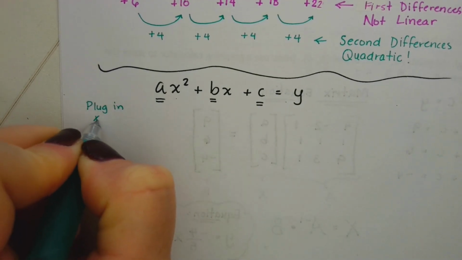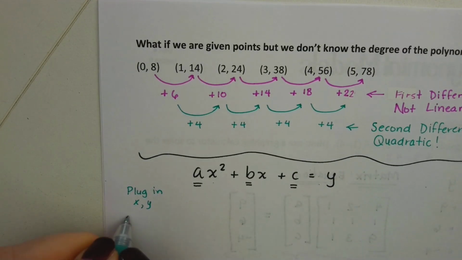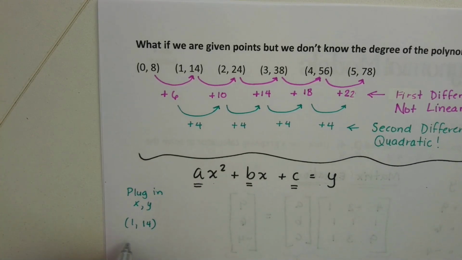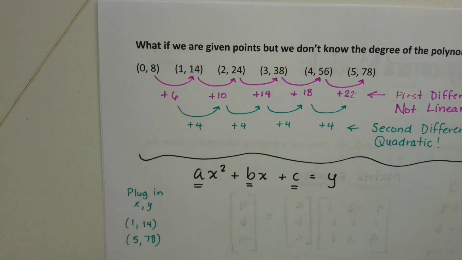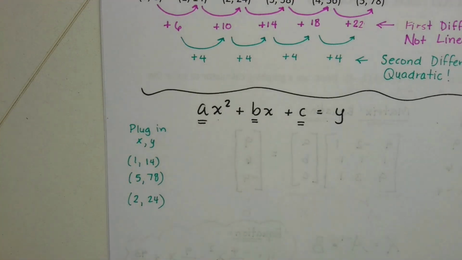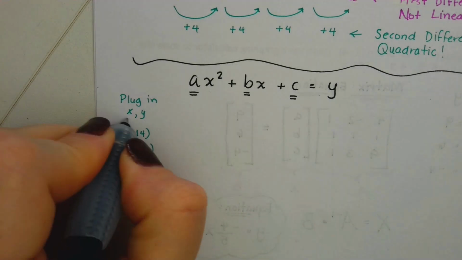Plug in x and y. Which 3 of these points do we want to use? 1, 14. 2 more. 5, 78. Oh, you want to plug in 5? 5, 78. And 1 more? 2, 24. Now it actually doesn't matter which one you plug in first, which one you plug in second, so it's completely fine that we did them out of order, not a big deal.